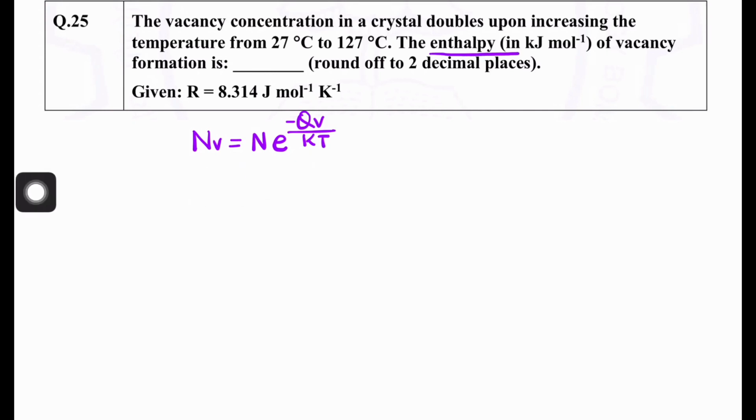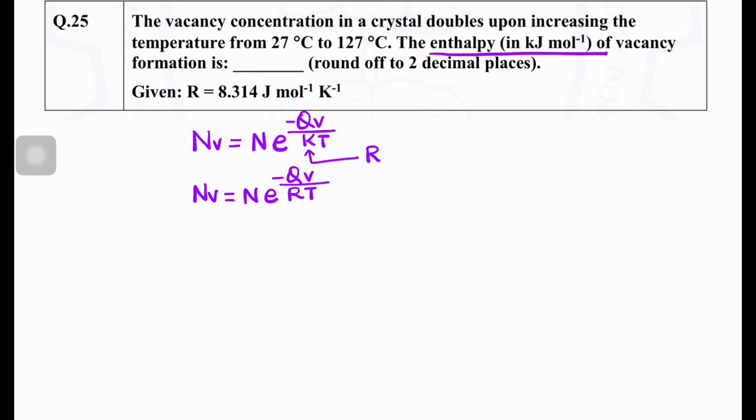But the enthalpy they are asking in kilojoule per mole. In this formula, since it is KT, this will give me the QV value in kilojoule per atom. So to convert this into kilojoule per mole, I have to replace this K with R. For per mole I will use R, for per atom I will use K. So it will now become NV equal to N into e to the power minus QV by RT.